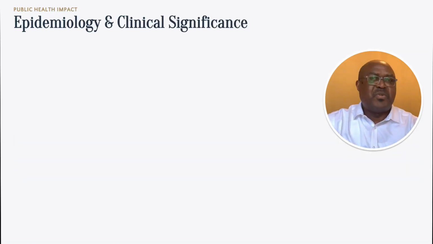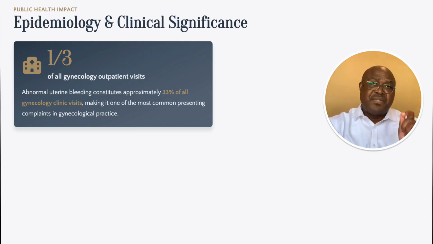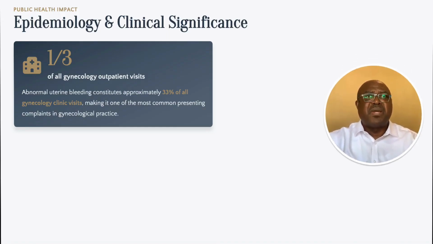Let's talk about epidemiology and clinical significance. The numbers are striking. Abnormal uterine bleeding accounts for approximately, as I said, one-third of all gynecology outpatient visits. One in three patients walking into a gynecological clinic presents with bleeding concerns. This makes it one of the most common complaints that you will encounter in practice. The prevalence is equally remarkable.